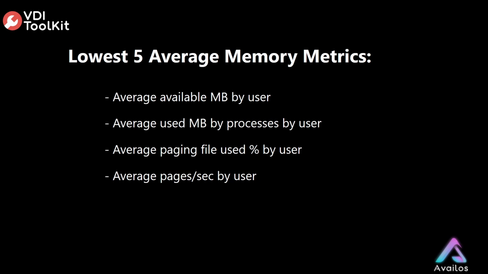The lowest 5 average memory metrics provide information on average available megabytes by user, average used megabytes by processes by user, average paging file used percent by user, and average pages per second by user. This can be helpful in identifying your lowest consumers to use as a cross comparison or cross reference with the highest consumers to help troubleshoot the differences.